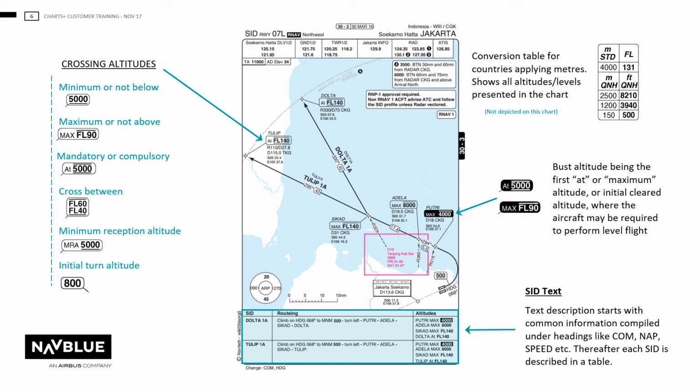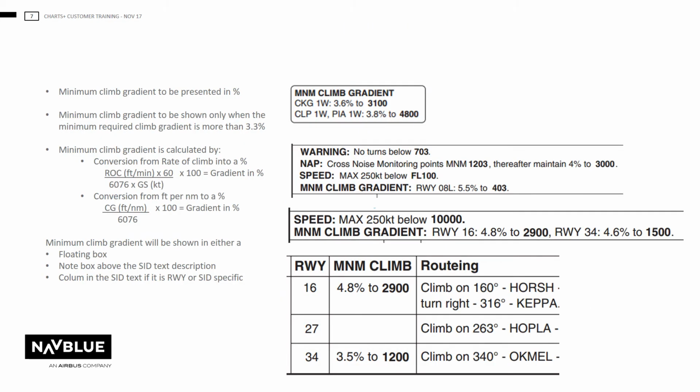Text information common for all parts of the procedure, such as notes, speeds, noise abatement, and communications, can be included in a box above the SID text that is not depicted on this chart. NavBlue will present minimum climb gradients only if the minimum climb gradient is more than 3.3%. It can be shown either in the SID text description, in a note box, or in a floating box.